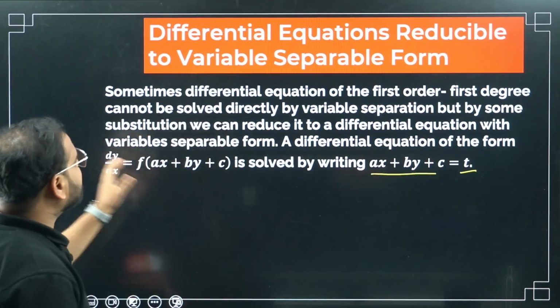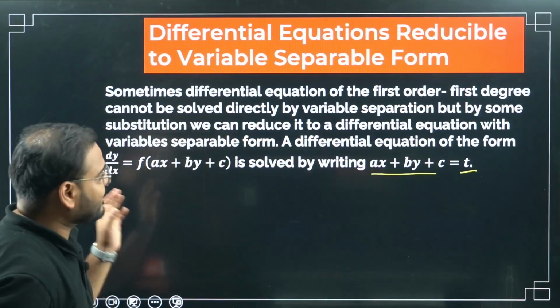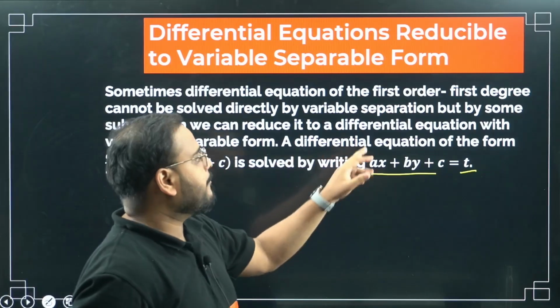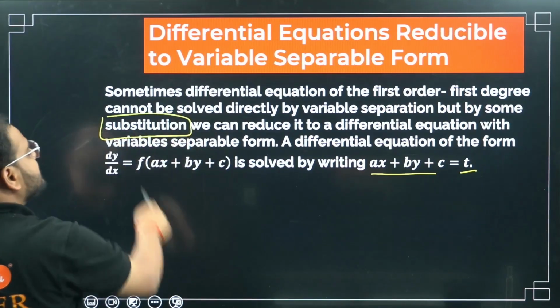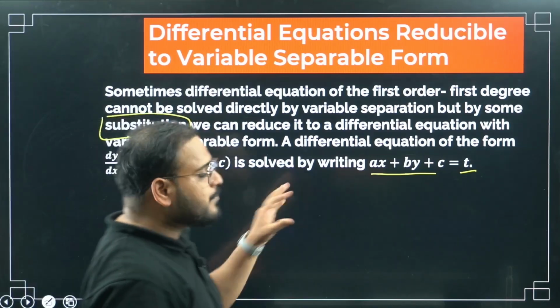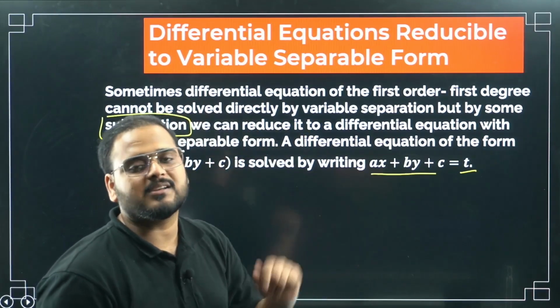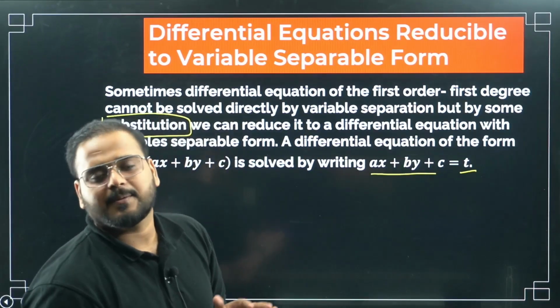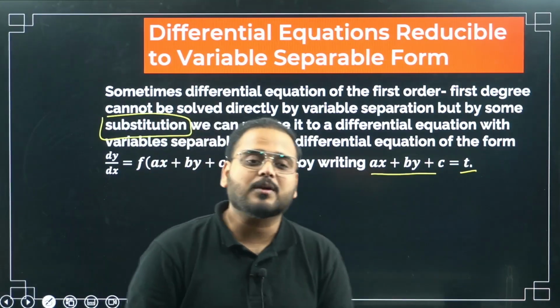Sometimes differential equations of the first order, first degree cannot be solved directly by variable separation, but by some substitution. This is what I said. By some substitution, this is reduced to a simpler form which can be easily solved, and then we can substitute it back to get the answer in the original set of variables. Is it okay? Very simple. This is how we have dealt with all the substitution questions, right? Not much is there in this.